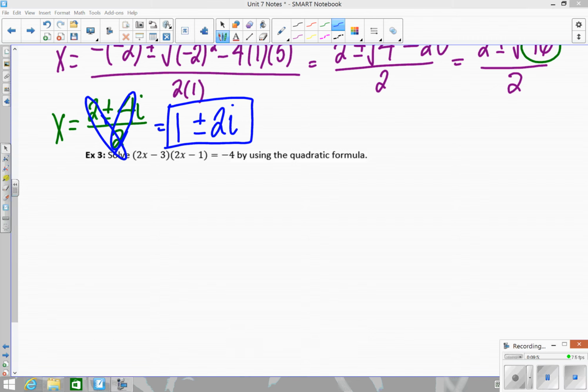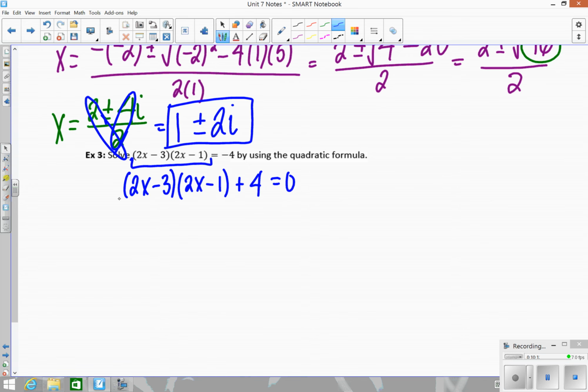So for this one, what we need to do is, because it's not in standard form to begin with, we need to first multiply this stuff out and bring over that 4, and then we can get this in standard form. So if you look, I remember we have to have it set equal to 0. So you can bring over that 4 first, and that again will remind you that you actually do need to multiply this stuff out before you can do any kind of factoring, completing the square, or quadratic formula.